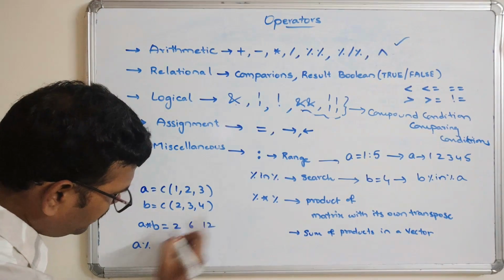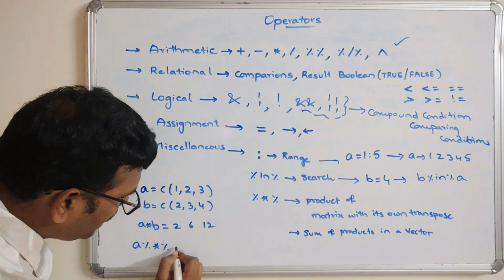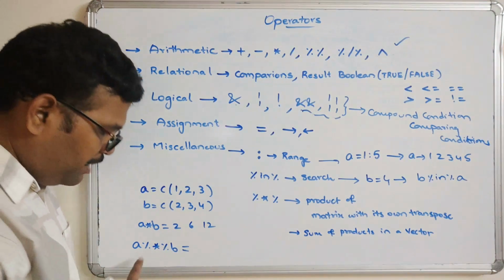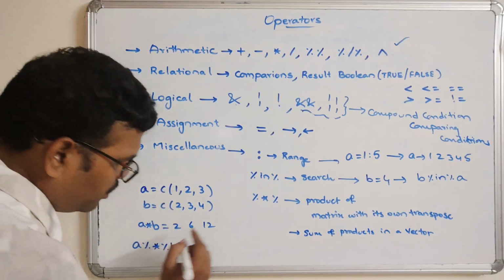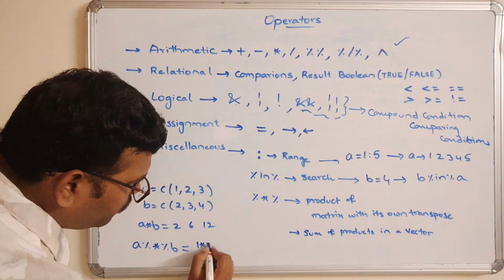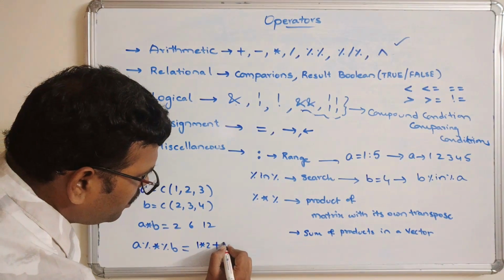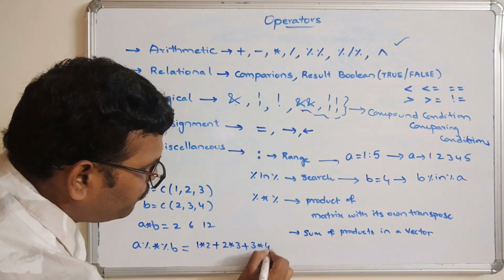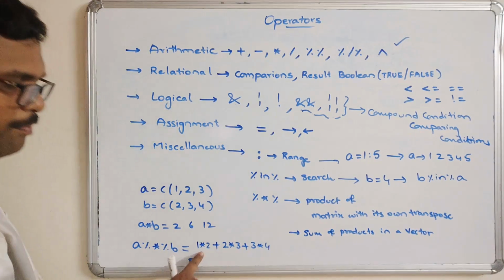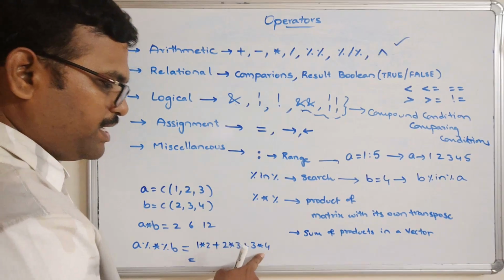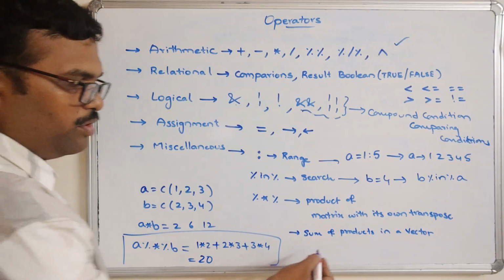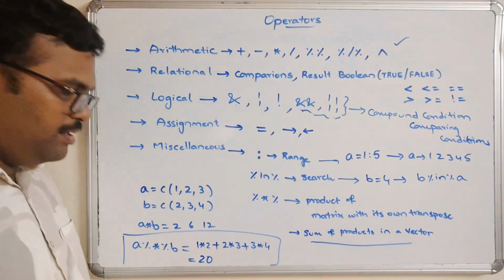If you go with the miscellaneous operators, star in between the percentage symbols, it will give us 1 into 2 plus 2 into 3 plus 3 into 4. Which gives us 2 plus 6, 8 plus 12, 20 will be the result. So it will give the sum of products.